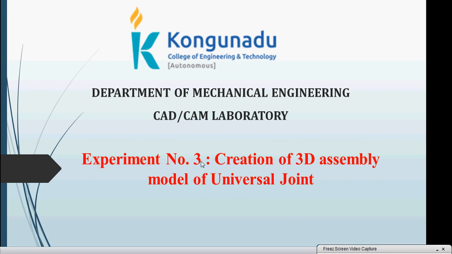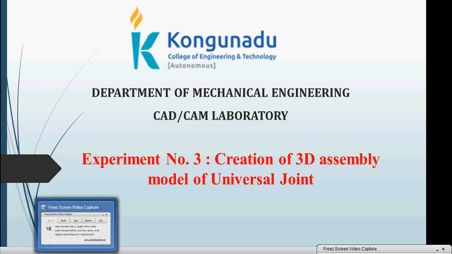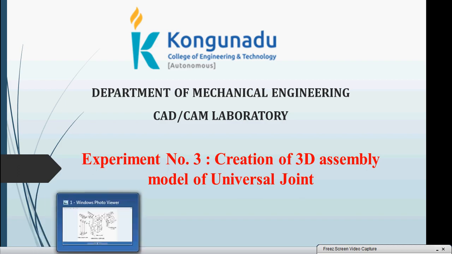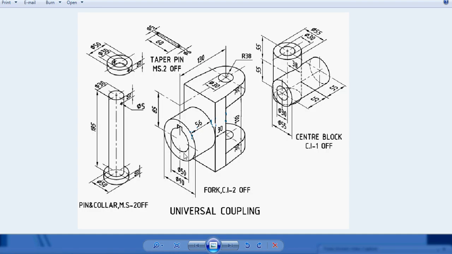Welcome to CAD/CAM Laboratory. The creation of 3D assembly model of universal joint. So already 2 parts are done using the parametric software. So next, we draw pin and collar. So this diameter is 50 and extrude to 10.